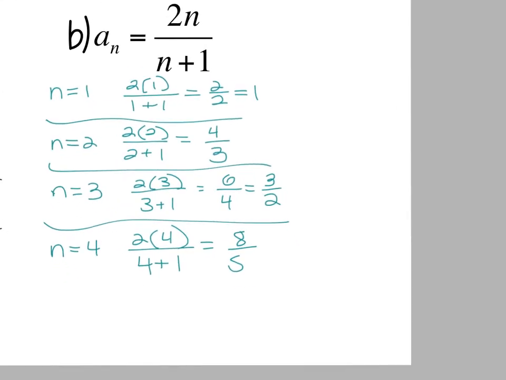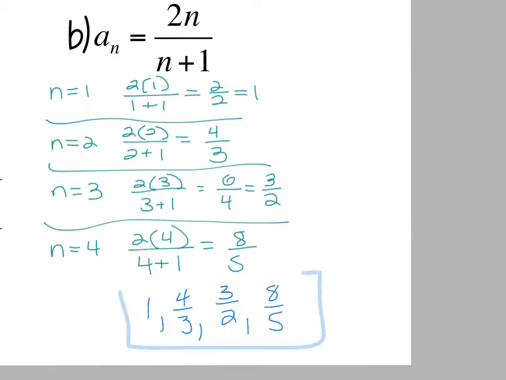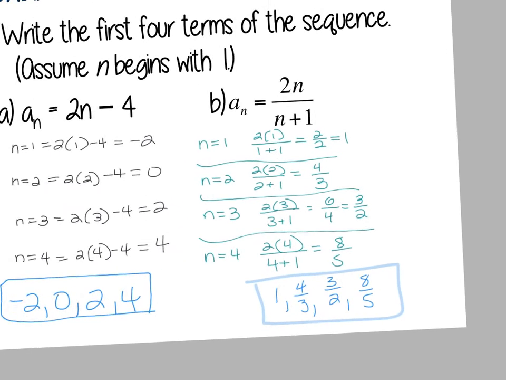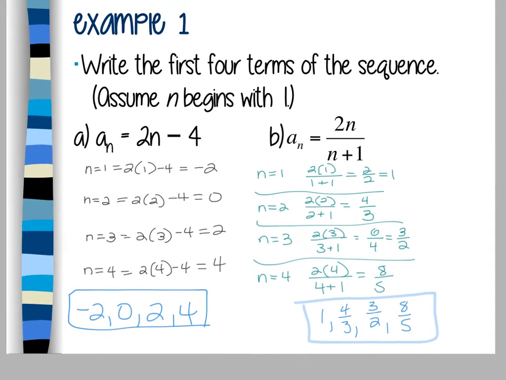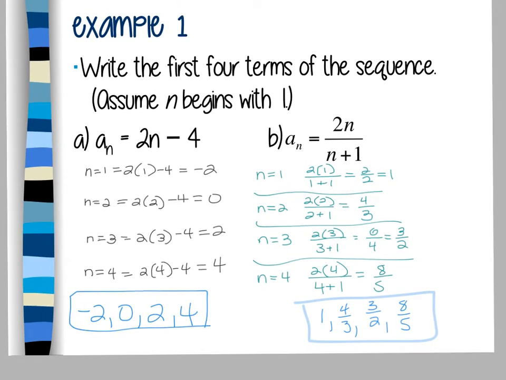So once you plug them in, you should have gotten 1, 4/3, 3 halves, and 8 fifths. Easy stuff, right? Just plug them in. And yes, you can get questions just like this. Obviously, they'll get jazzier, but there are some where all you're doing is plugging them in. Question so far?